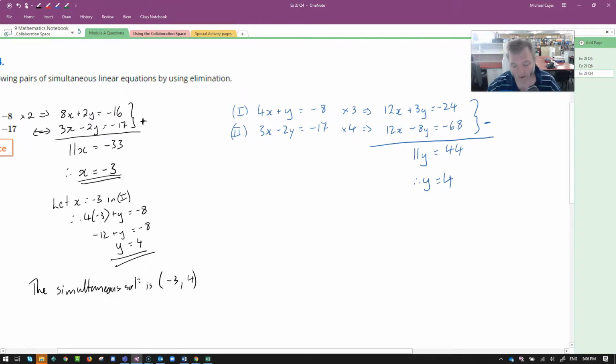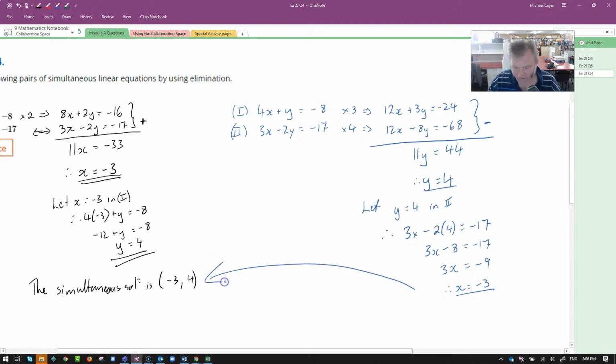Substitute this into one of the other equations and we're home. I'm going to substitute it into equation 2 this time. Let y equal 4 in equation 2. Therefore, 3x minus 2 times 4 equals negative 17. 3x minus 8 equals negative 17. Add 8 to each side. 3x equals negative 9. And dividing by 3, x equals negative 3. And I'd write a similar statement to the one we had there, and we'll be okay.